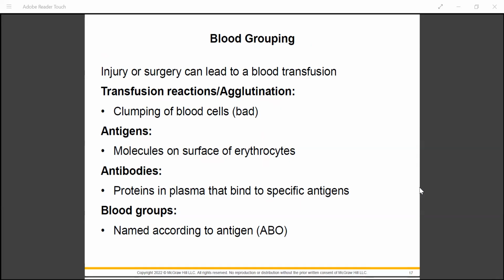If they give you blood that your body is going to react to, then we can have a reaction known as agglutination. That is a clumping of our red blood cells. More or less, our body starts attacking our red blood cells, and that's not a good thing because then it can't do all those functions that we listed at the start of the lecture. And so there's a reason we have these blood groups.